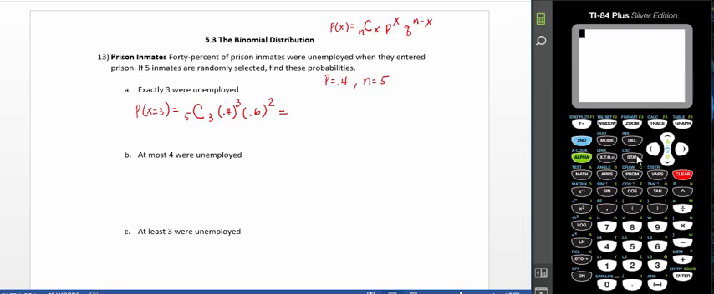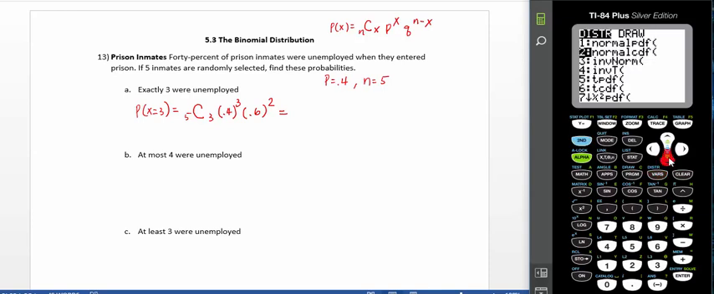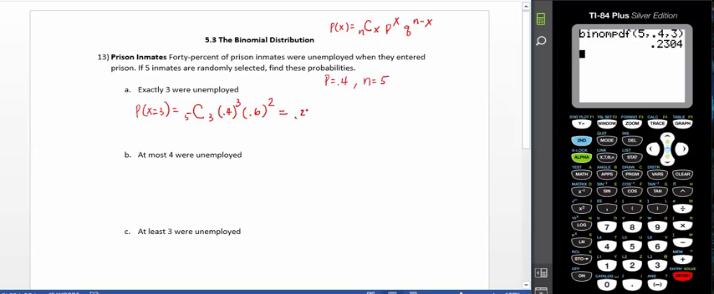But you can find this answer by going to second bars under binomial PDF. The number of trials is 5, probability of success is 0.4, and x is 3, and that gives you the answer 0.2304.